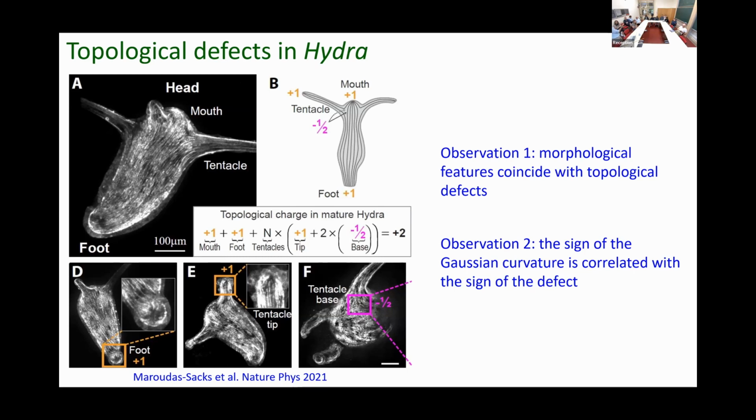This looks like positive Gaussian curvature. And then if you look at the base, you can see you probably have about three lines. These are like -1 defects, extended between your fingers.